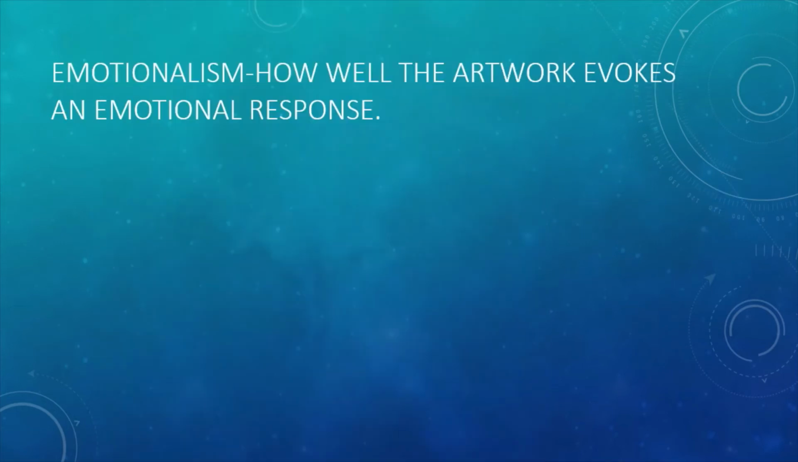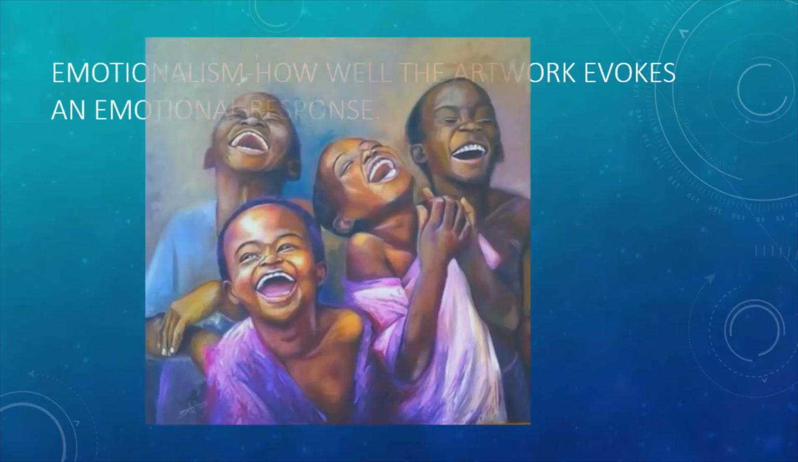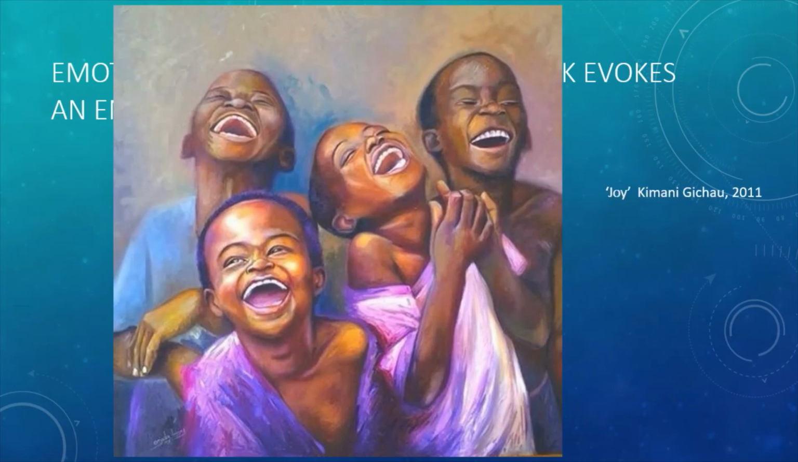The next aesthetic theory is emotionalism, and this concerns how well the artwork evokes an emotional response. In order for an artwork to be successful, according to this aesthetic theory, it has to make someone feel an emotion, or it must express an emotion. For example, this painting, the title is Joy. And if a person looks at it and can see the children with their heads thrown back, eyes squinched up, mouths wide open laughing, then it would be successful under the emotionalism aesthetic theory.